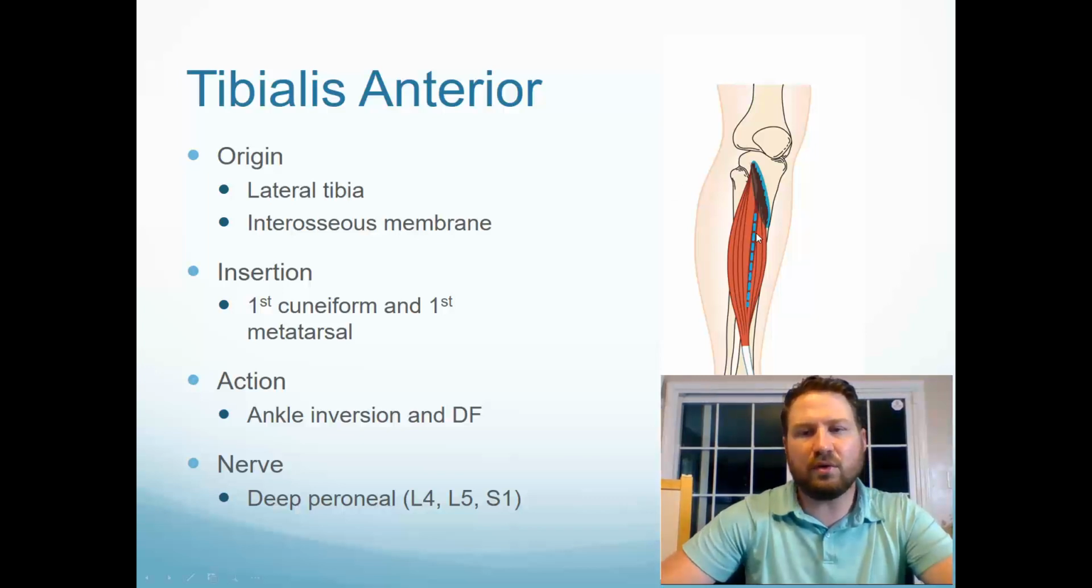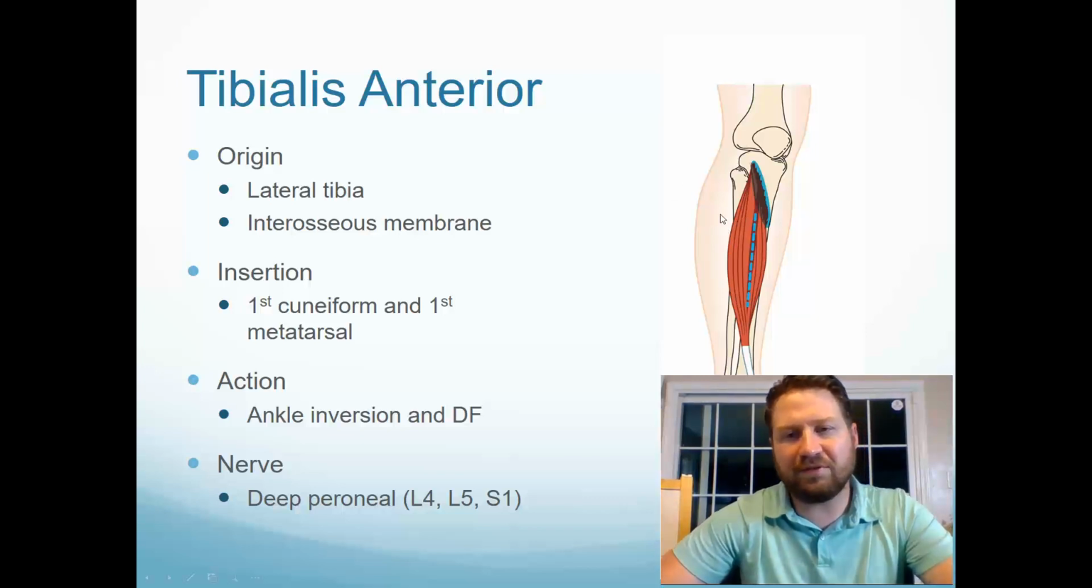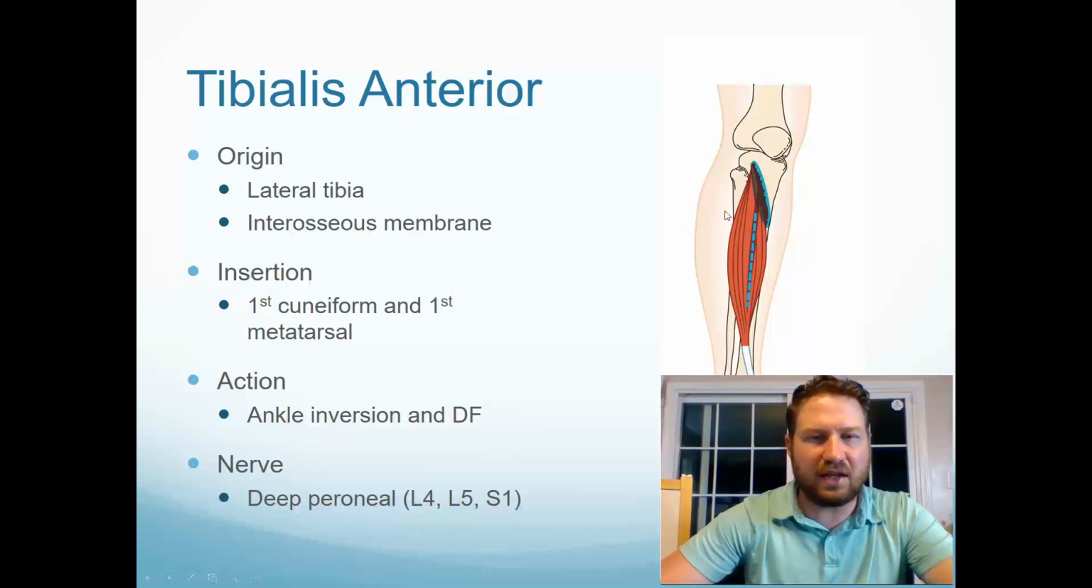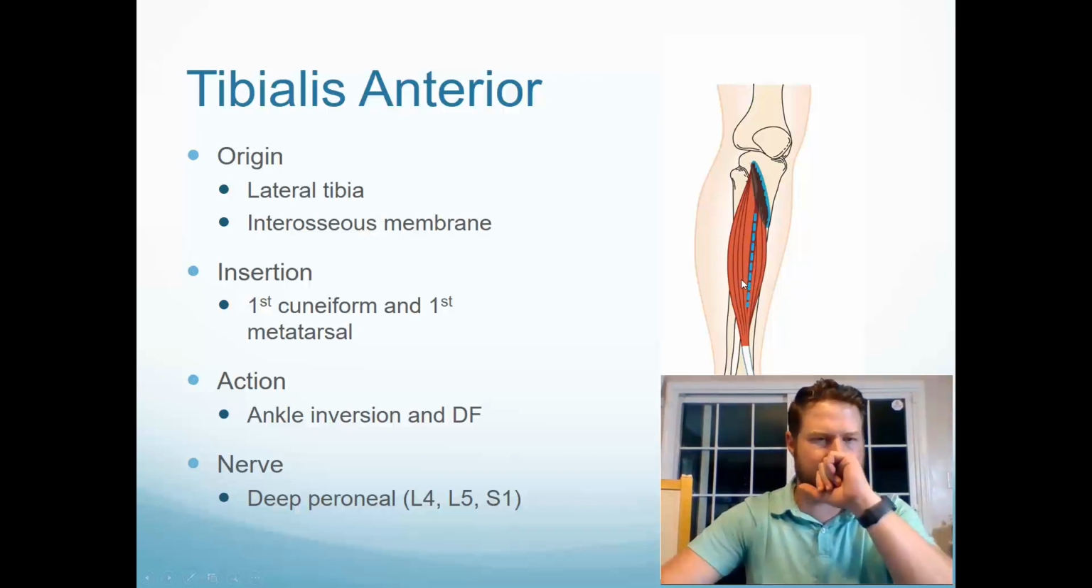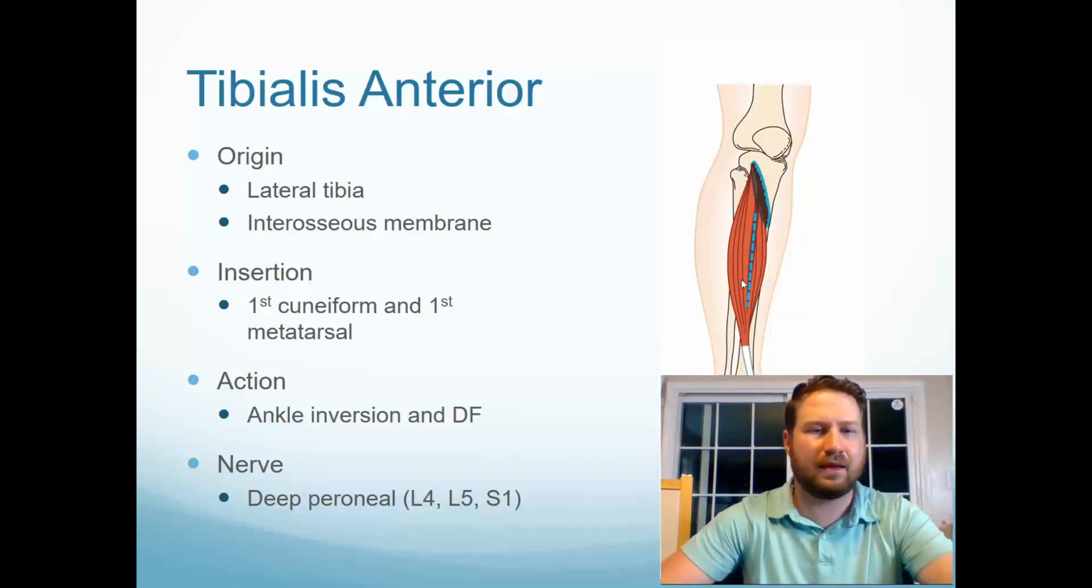Moving on to the front, we have our tibialis anterior. If you stimulated the tibialis anterior to create dorsiflexion, you're going to put a pad there and a pad there and get it to fire. It wraps around the top of the ankle and inserts on the medial side of the first cuneiform and first metatarsal. So it's going to create dorsiflexion, but it's also going to be our main ankle inverter.